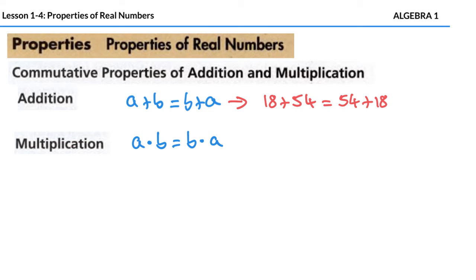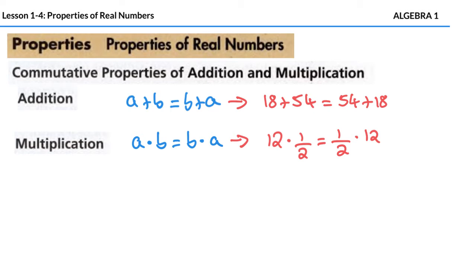The same thing applies to multiplication. 12 times half is how much? 6. It is same as half times 12, which is also 6. So this is called the commutative property of addition and multiplication, where if you change the order of the addendums for addition or factors for multiplication, the value will still remain the same.